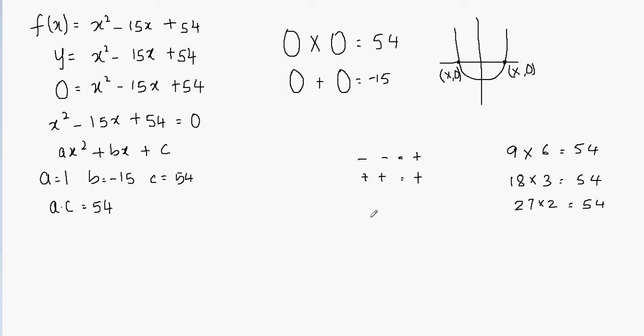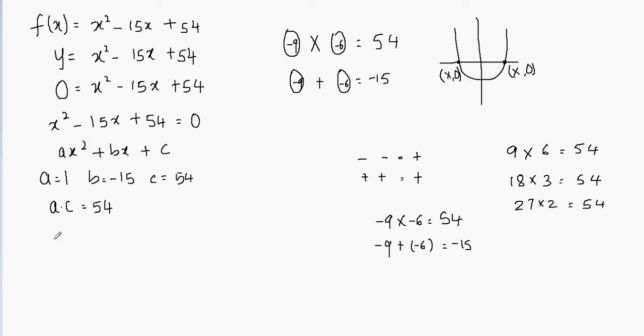Now, if we take negative 9 and negative 6, negative 9 times negative 6 is equal to positive 54, which is good. The first one is correct. Now, if we take the same factors again, negative 9 plus negative 6, writing that inside the parentheses just to avoid confusion, negative 9 plus negative 6 will be negative 15. So the second one is also correct. That means the factors are negative 9 and negative 6.